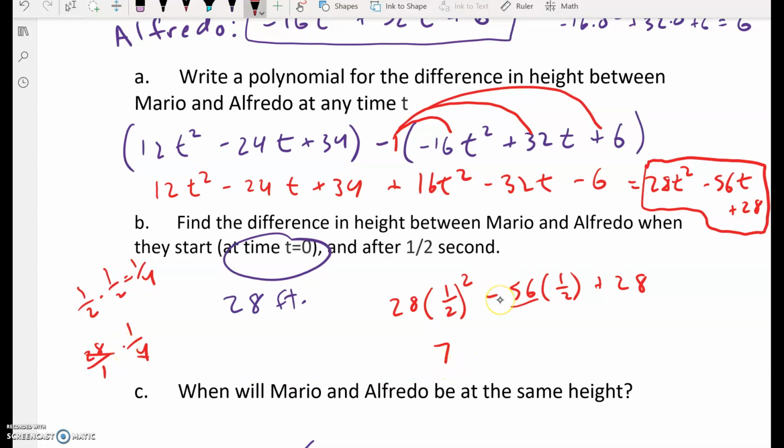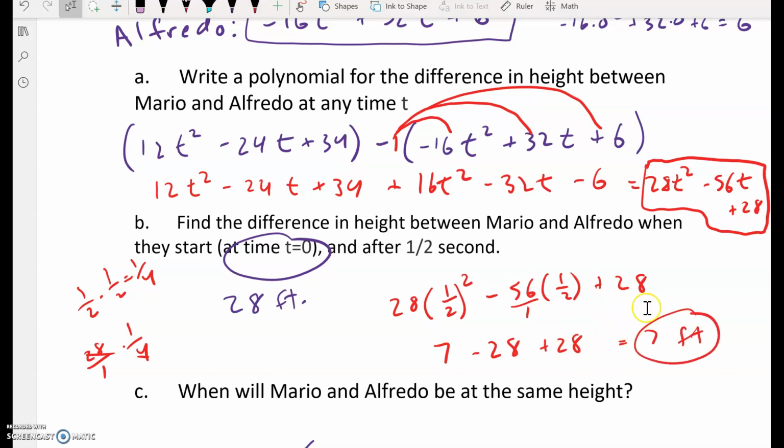Okay, 56, if you want, you can put it over 1. 56 times 1/2 is just the same as 2 divided into 56, which is 28, minus 28, and then plus 28. Oh, that's interesting. The 28s cancel, and so the answer is 7. And that's feet. After half a second, they're 7 feet apart.